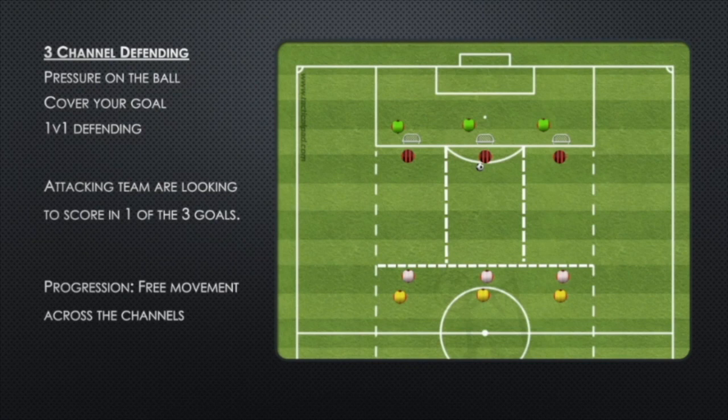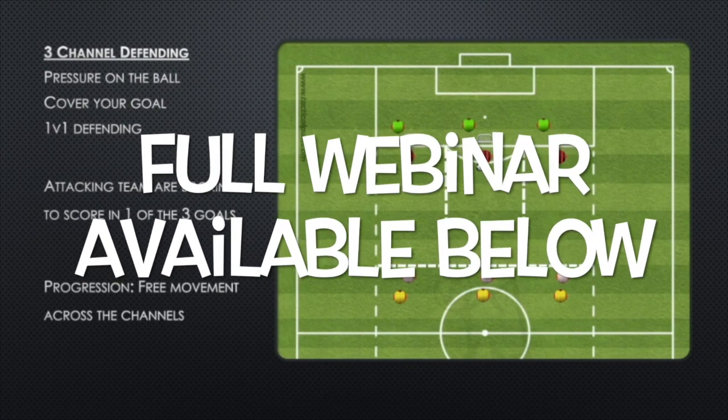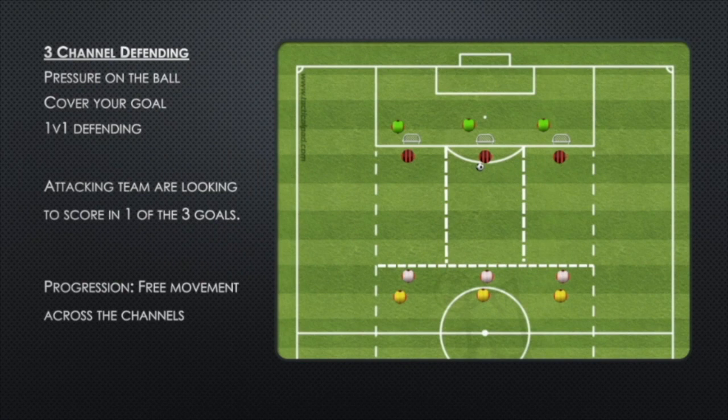So looking at staying compact centrally, this is just a little 3-channel defending game. You're going to start off, red team going to pass the ball across to the white team, who are then going to attack the red team 3v3. You could maybe start this activity off with 1v1 in each channel, so each white player taking on a red player to each mini goal, and then progress it into this. But right now we're just going to jump straight into the 3v3 version of this, and the picture that you see here will be animated in just a minute.